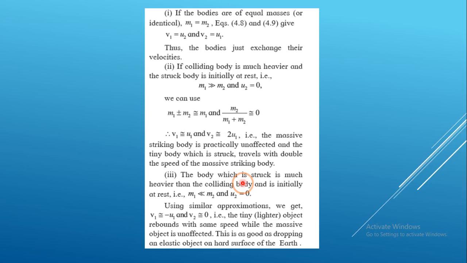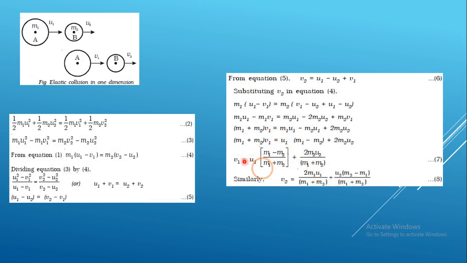Try to solve this. If the colliding body is much heavier and the struck body is initially at rest, that is m1 is much greater than m2 and u2 is equal to 0, you'll get m1 plus or minus m2 is nearly equal to m1, and m2 upon m1 plus m2 is nearly equal to 0. Try to solve it again. The body which it struck is much heavier than the colliding body, which is initially at rest. So you will get all these values after putting these values in the given equations, and you will get the values of v1 and v2.